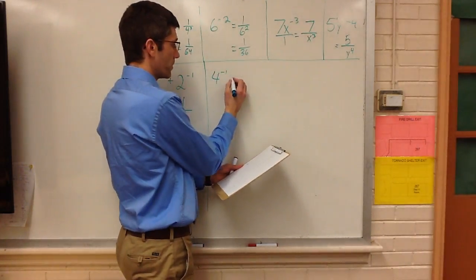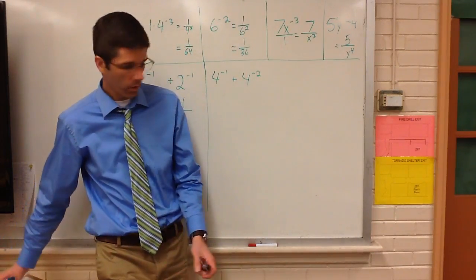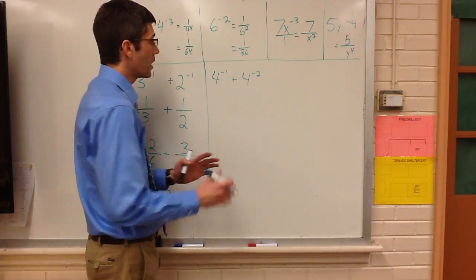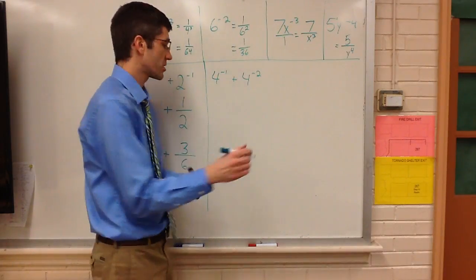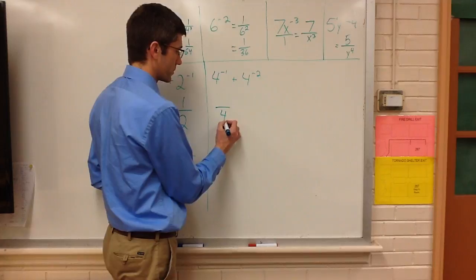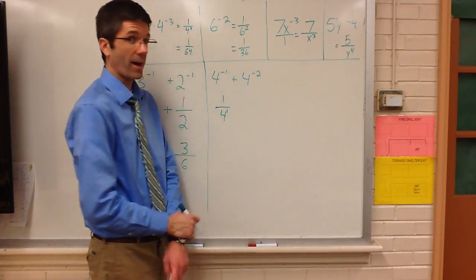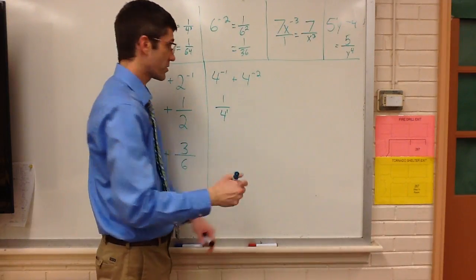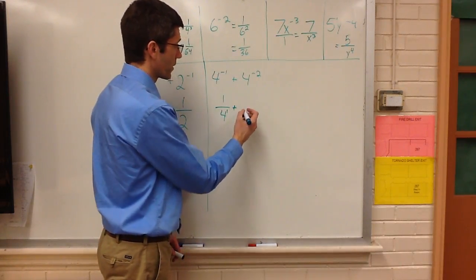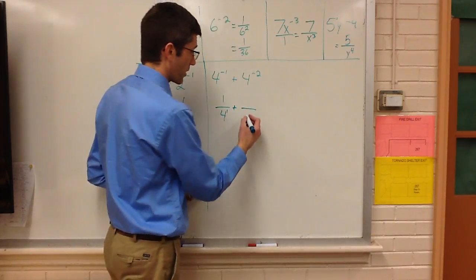4 to the negative 1 plus 4 to the negative 2. Okay, this plus sign is breaking things up, so we're going to do this in 2 separate pieces. We're going to find out what 4 to the negative 1 is. I'm not even going to explain it. I'm just going to write it. See it? Now you see it? Became positive, moved downstairs. This becomes positive, goes down as well.